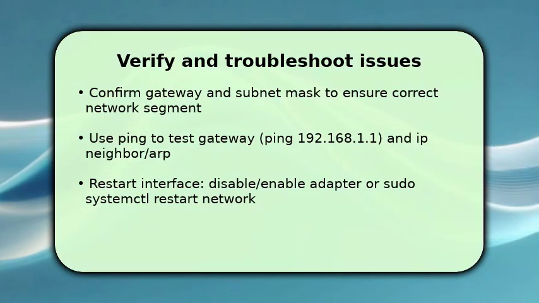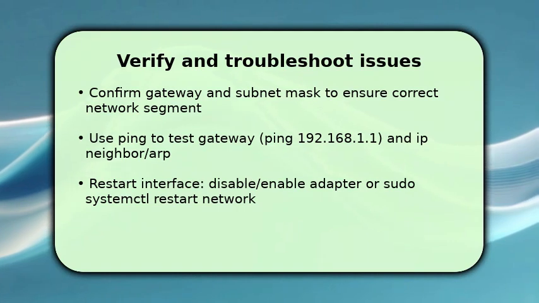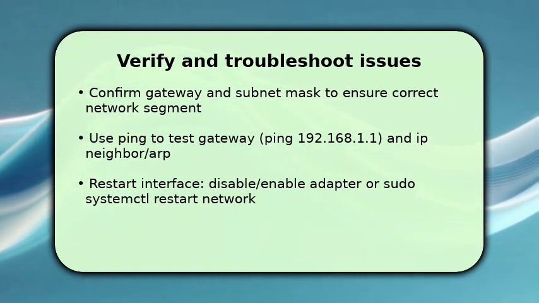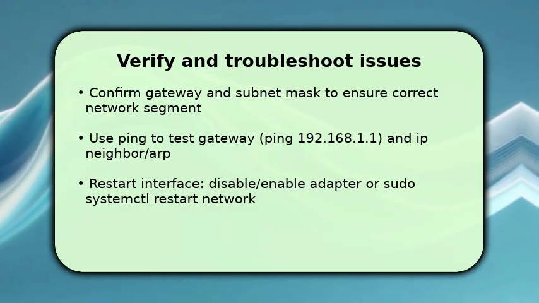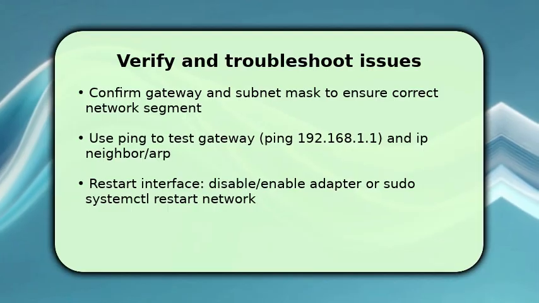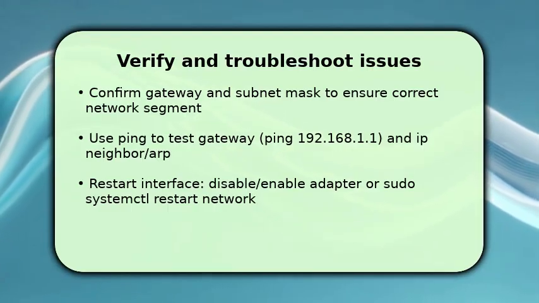Finish by verifying what you found. Check the gateway and subnet mask so the address fits your LAN, and then test connectivity. Ping the gateway to confirm reachability. If replies fail, run arp or ip neighbor to inspect link layer status.